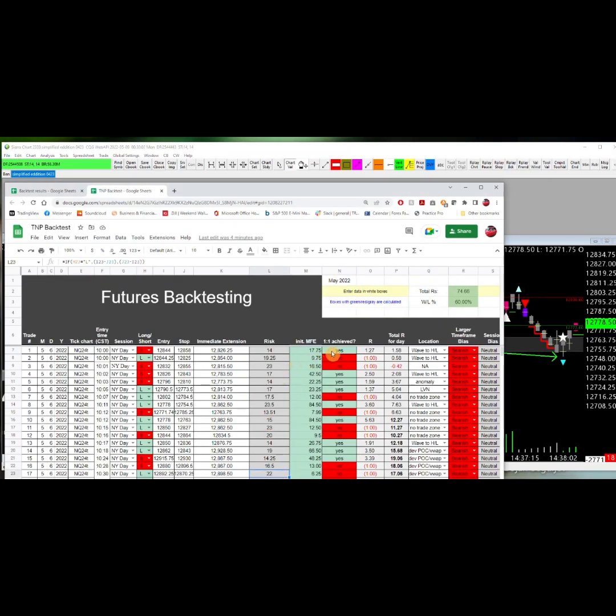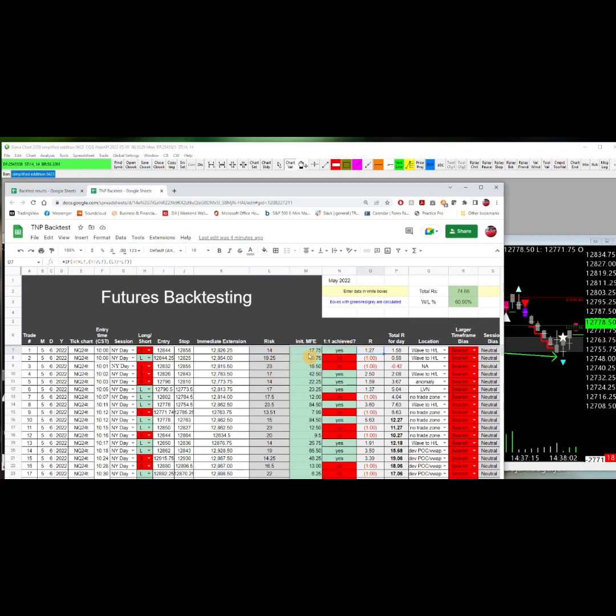What this is evaluating is basically if you took one contract, had one entry and one exit, would it be at this initial MFE? If that is more than 1-to-1 compared to the risk, it's going to give you a win.